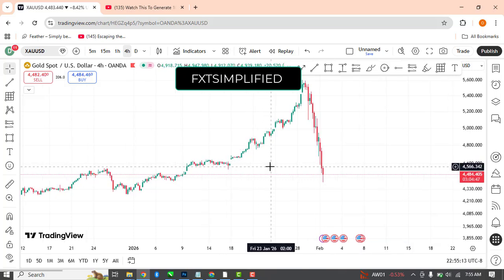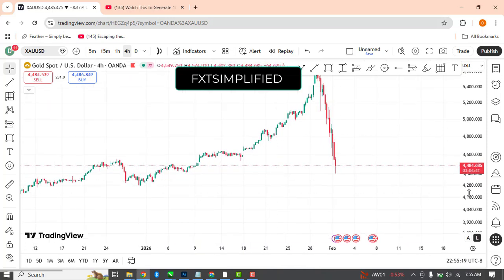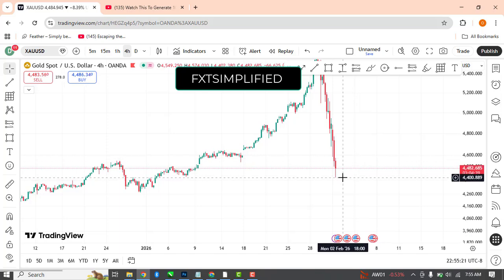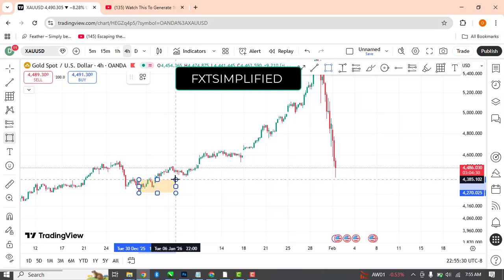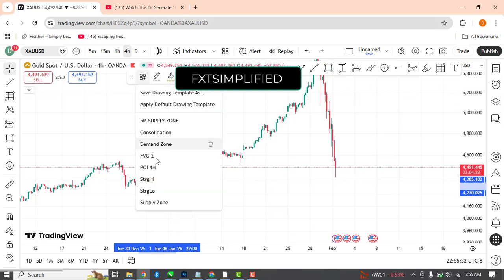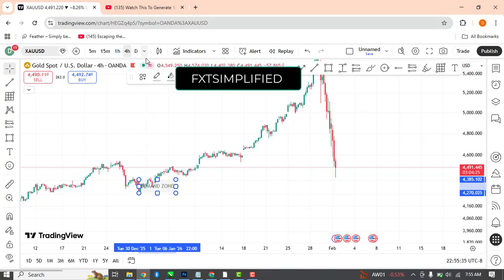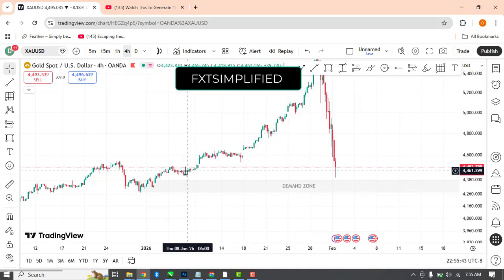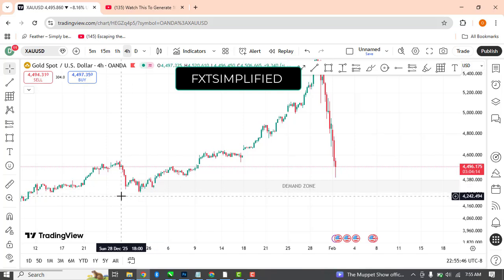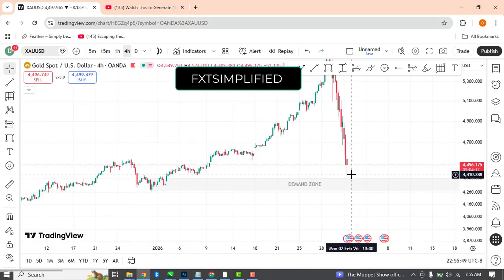So we can say that this is the 4 hours right here, and we need to mark out this, the last level that price has retested. It actually means that price has respected this demand zone, right? So let us extend that to the right side. Can you see that now? This is the last demand zone that price has tried to reach already, okay?